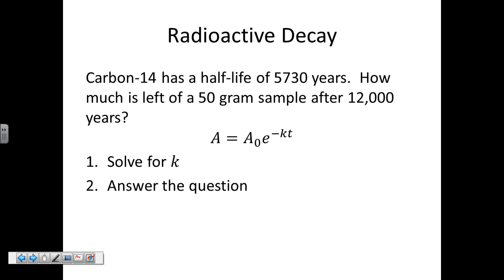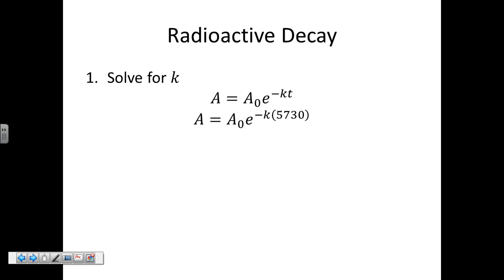It's going to be different for every radioactive isotope. After we find our K value, then we're actually going to try to figure out how much of this 50-gram sample is left after 12,000 years. So, starting with our equation, A equals A naught e to the negative kt, we plug in that time that we know. That half-life is 5,730 years. So that goes in for t into our power.